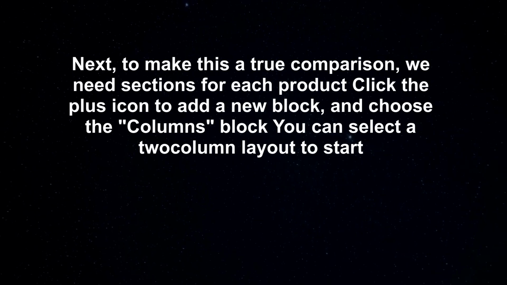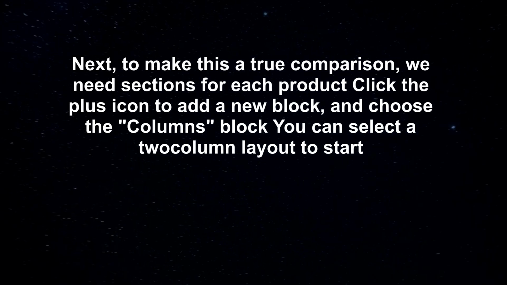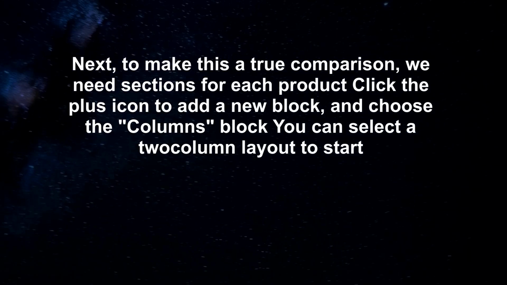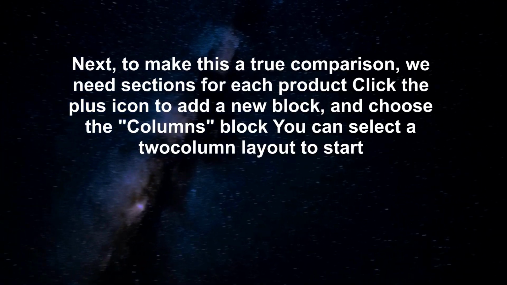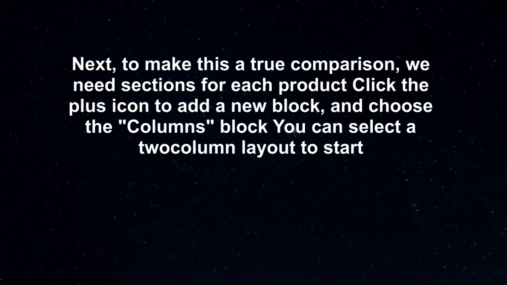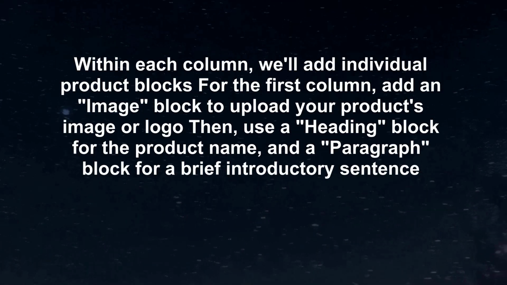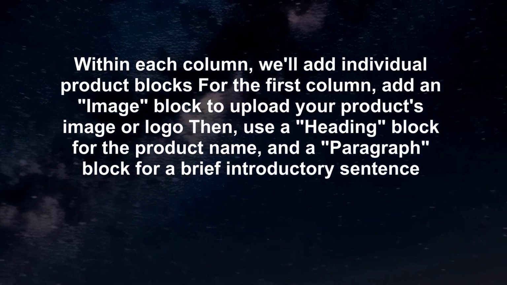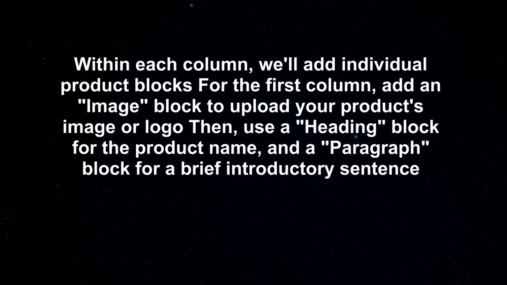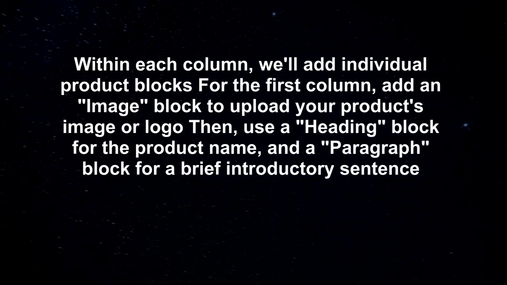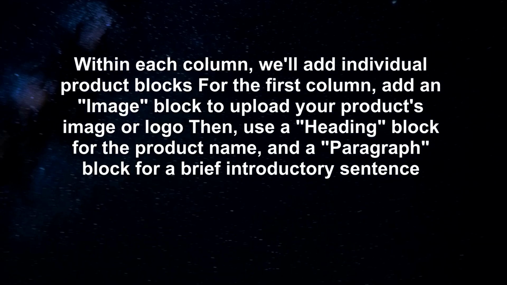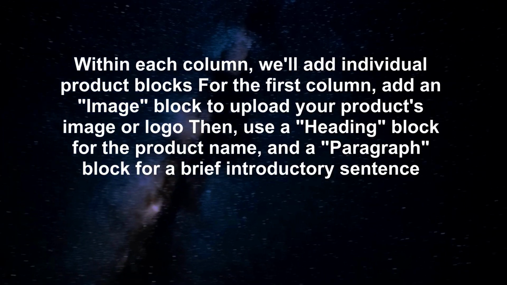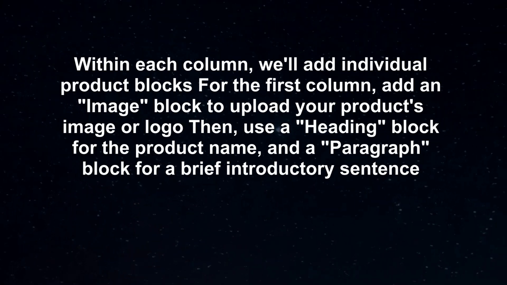Next, to make this a true comparison, we need sections for each product. Click the plus icon to add a new block, and choose the columns block. You can select a two-column layout to start. Within each column, we'll add individual product blocks. For the first column, add an image block to upload your product's image or logo, then use a heading block for the product name, and a paragraph block for a brief introductory sentence.